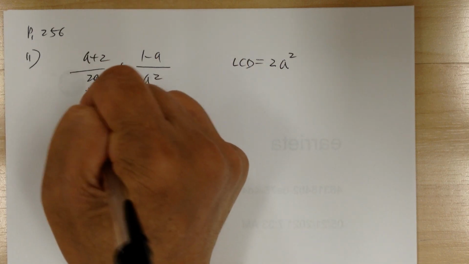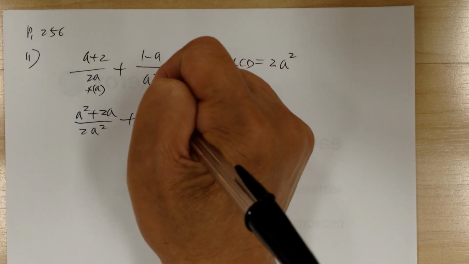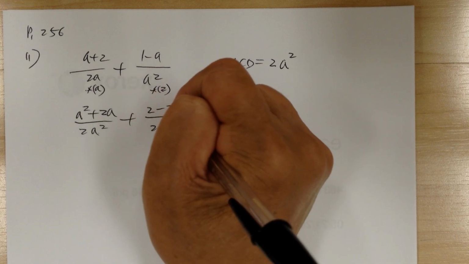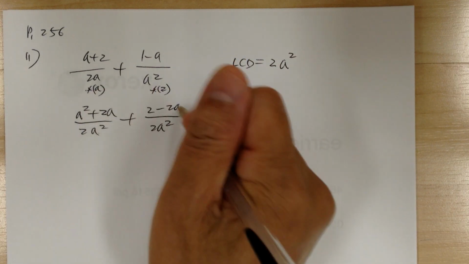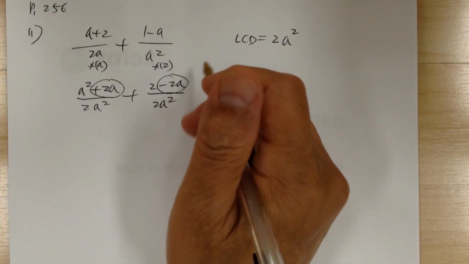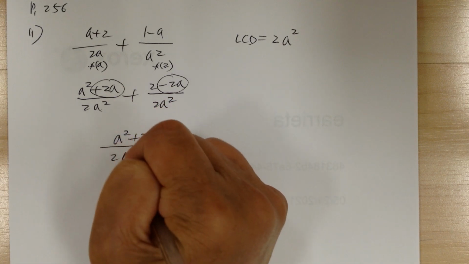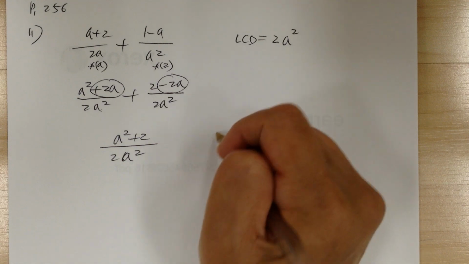So you're going to get a squared plus 2a. And this one, you need to multiply by 2. So you have to distribute, so it would be 2 minus 2a. Then after that, since this is addition, you can just go and combine them already. So this one and this one will cancel out. So you're going to get a squared plus 2 over 2a squared. And if you look for the answer, this would be answer B.